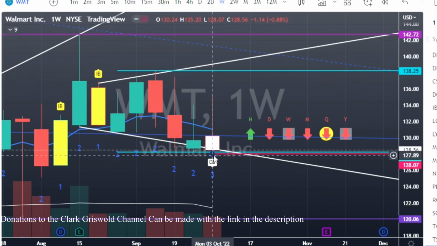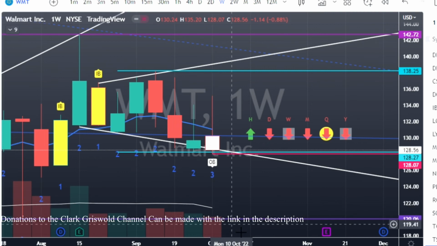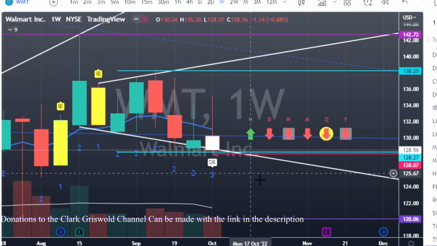Walmart, outside bar, shooter candle, puts 128.07. We're already 2 down on the month on this thing. Okay, we've broken through that blue line. That's my 2 down monthly. We're going to see if we can tag this quarterly line at some point this month.